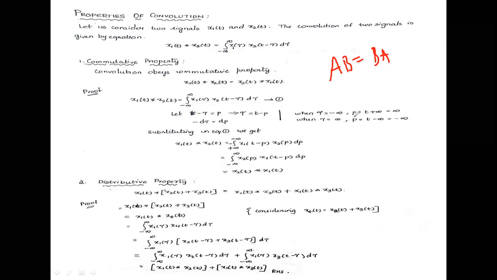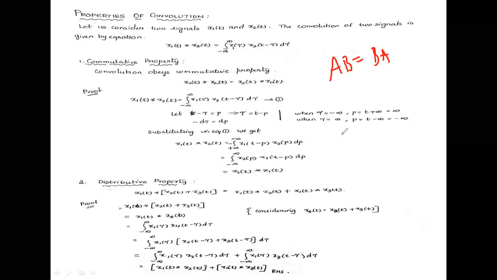When tau is equal to minus infinity, p is equal to t minus tau, which gives plus infinity. When tau is equal to plus infinity, the p value is minus infinity. So the limits change from minus infinity to infinity into infinity to minus infinity. Here the minus sign is there, and changing this minus, the limits can go from minus infinity to infinity.